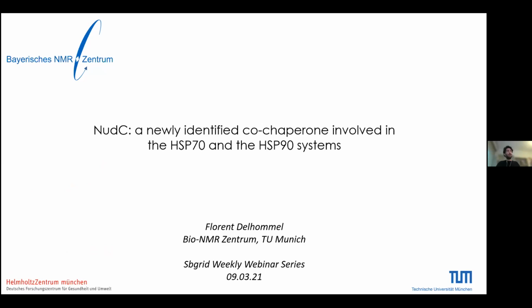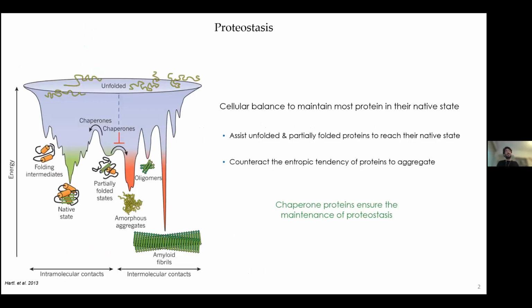So just to start very generally, one of the main functions of the cell is to maintain the cellular balance that keeps most proteins in their native active state. And there are many systems to do this. One of the main ones is chaperones. What chaperones do is take care of newly synthesized or partially folded proteins to bring them to their active native state. But they can also take care of misfolded or even aggregated proteins and bring them back to their native state.